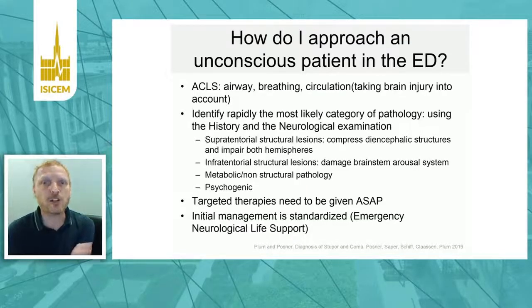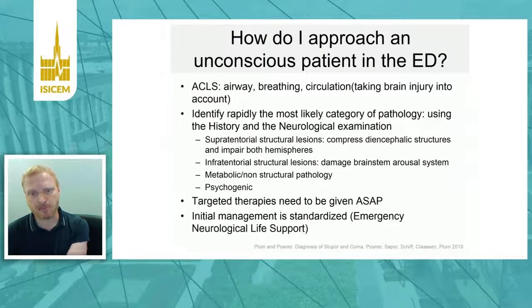How do I approach an unconscious patient in the ED? Important is that we approach every patient in the same way. Initially, of course, we start with ACLS: airway, breathing, and circulation. We identify the most likely category of pathology using the history and the neurological examination, and then start to already in the back of our mind categorize along this paradigm of supra- and infratentorial structural lesions, metabolic non-structural lesions, and psychogenic causes. This is important because it affects how we treat these patients.